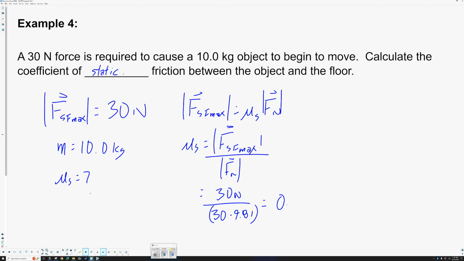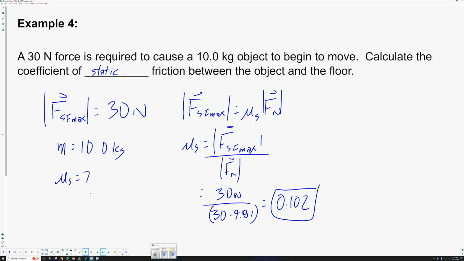0.102, and there's no units associated with that. It's just a coefficient of friction. So if 30 newtons is required to get it moving, that doesn't mean that's what static friction always will be. It's only going to be as big as it needs to be. But the coefficient of static friction will always be, because of these two materials, 0.102.